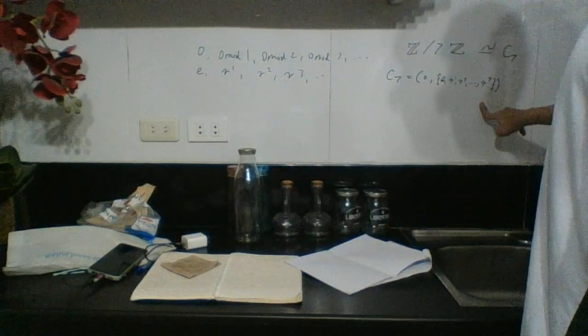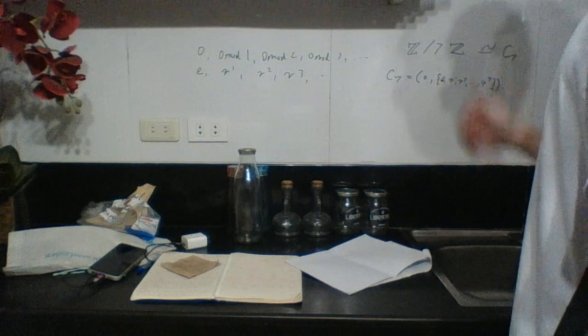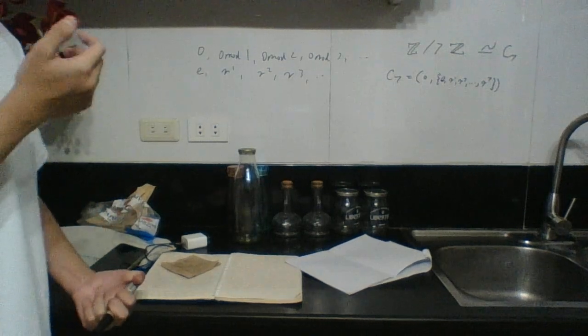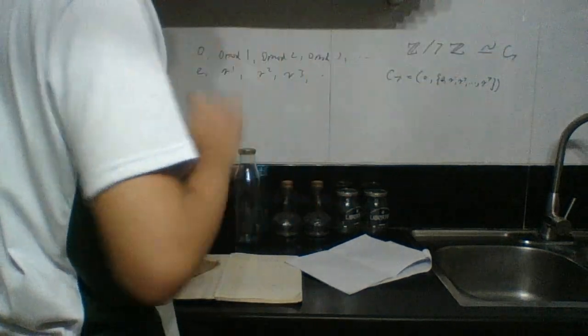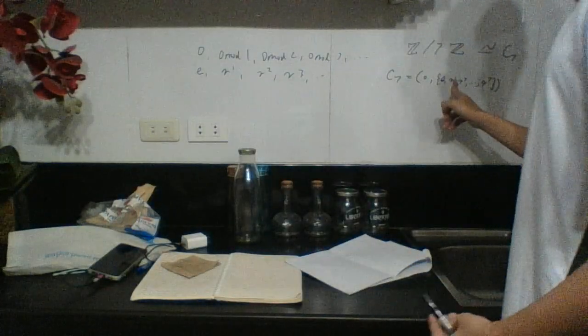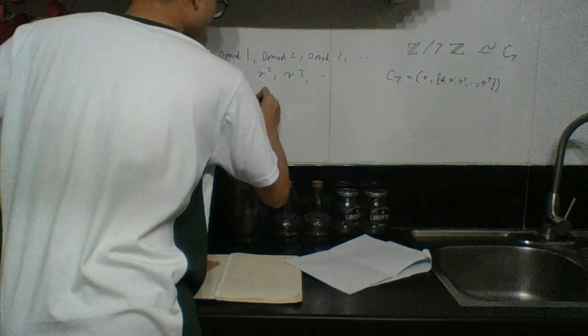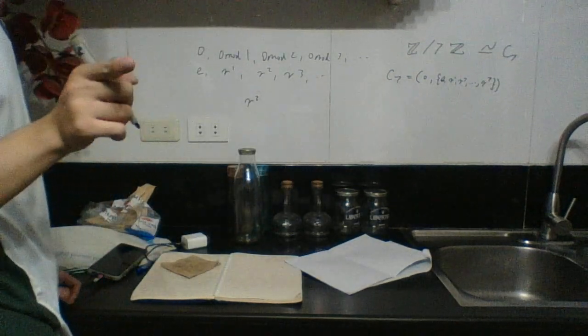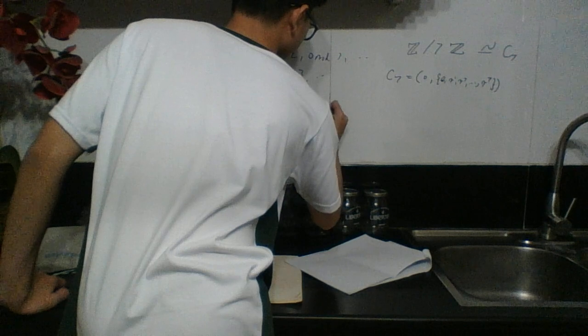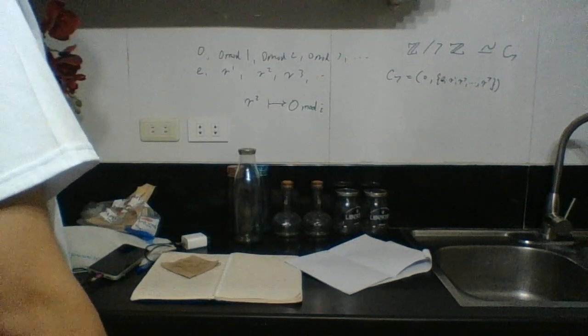So what is the isomorphism between each of these R to the I and integers? Just like how every F sub I corresponded to an integer I, what we do is grab one of these guys. Let's grab an R, and let's name it R to the I. And then let's correspond it to some I mod 7.